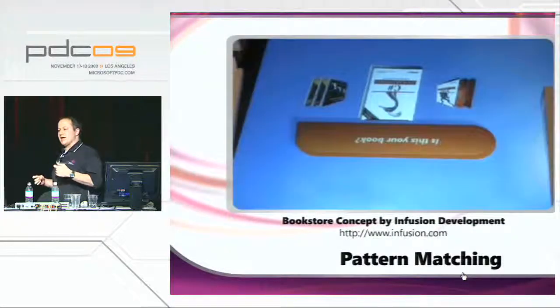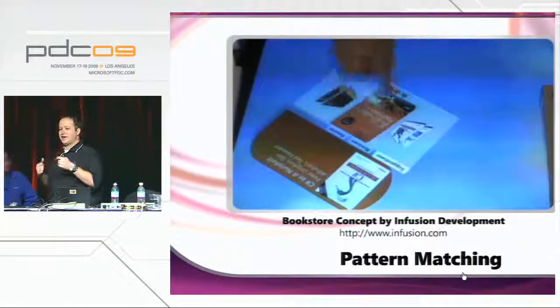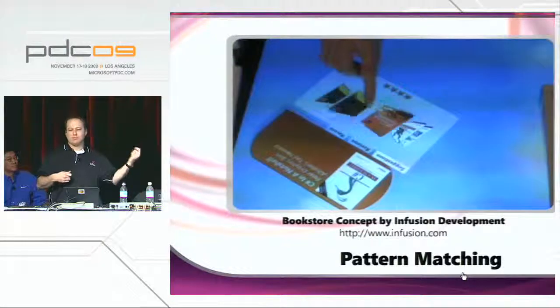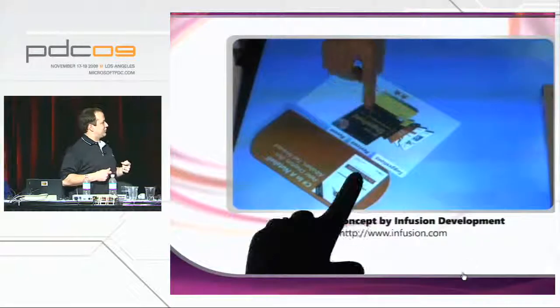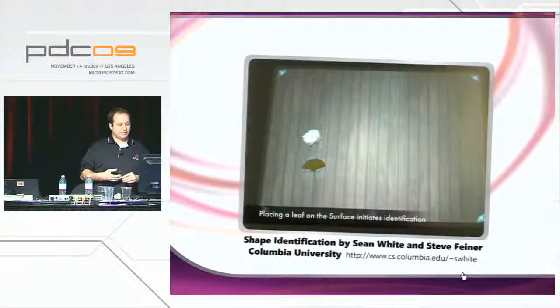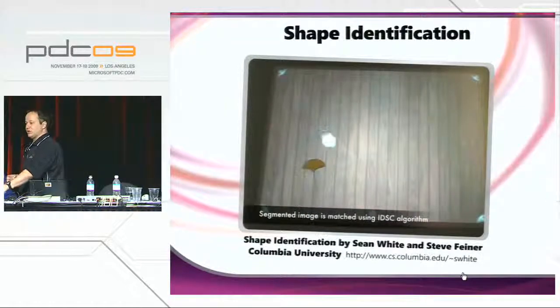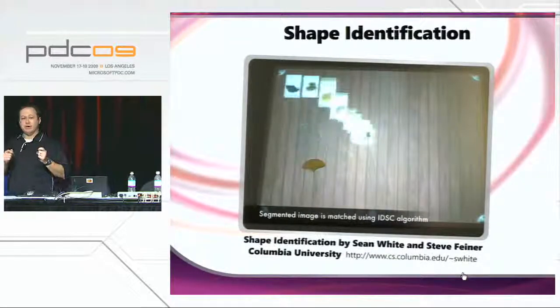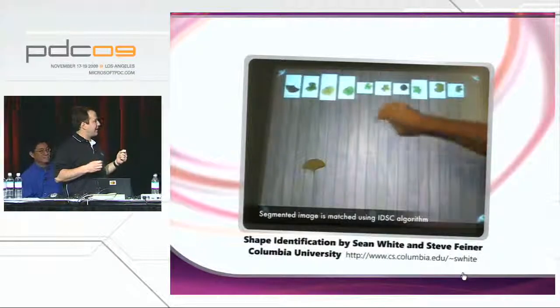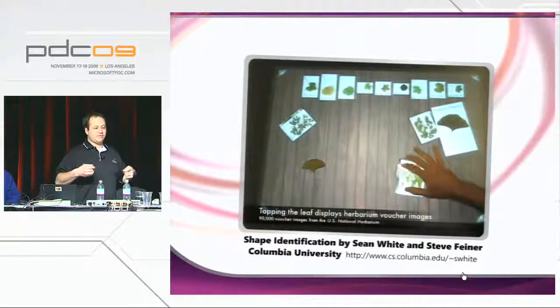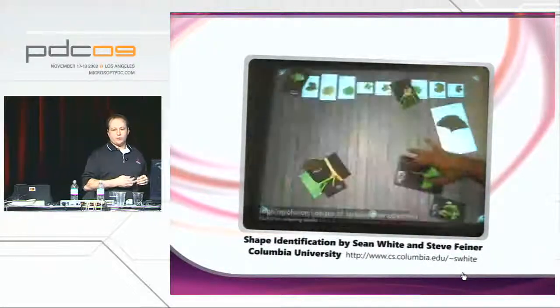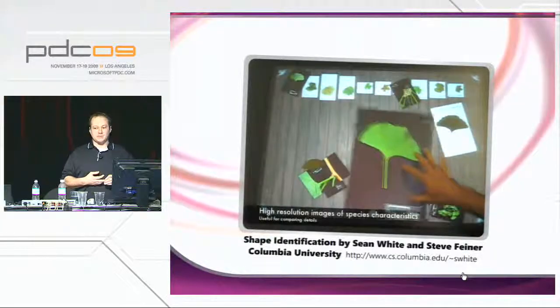Here a partner is taking a scan of a book that's placed on the Surface, figuring out what book that is, and presenting the user with more information about it and related things. This one's really cool: picking up a leaf off the ground, placing it on the Surface, recognizing the shape of that leaf, and then using that to determine what that leaf is and present users with more information about that plant.